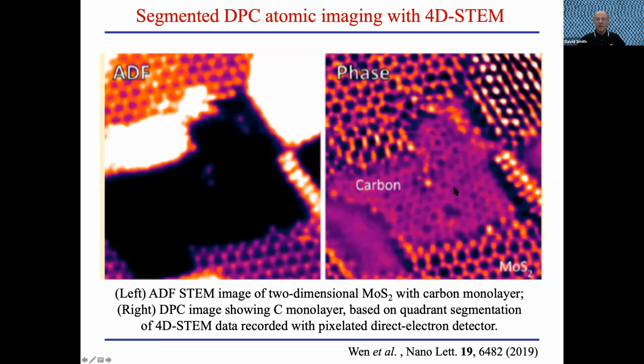And this is, for an example, a comparison of Wen and colleagues where they did segmented DPC. This is the annular dark field, and you can see the molybdenum and sulfur columns. Over here in the phase image, you can see the sulfur and molybdenum. But now you can actually see structure in the carbon, not visible in the annular dark field part of the signal. But if you take a phase part with this pixelated detector, you can now get information about the carbon as well.